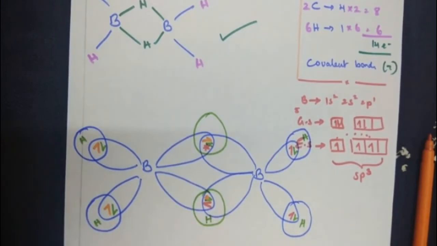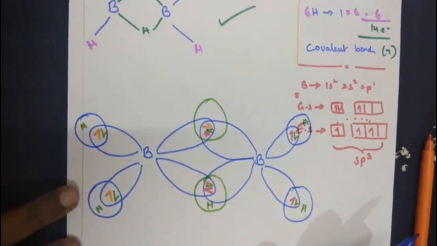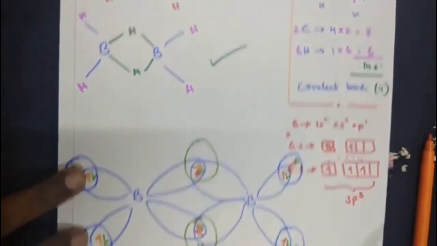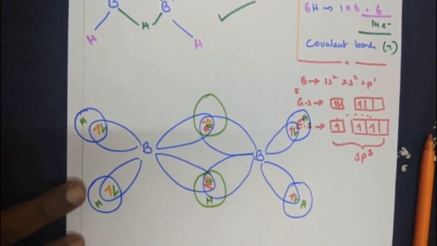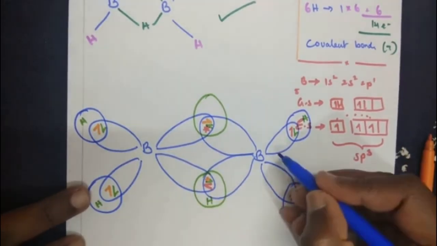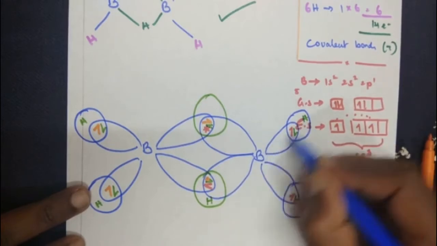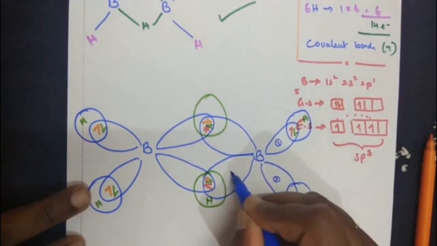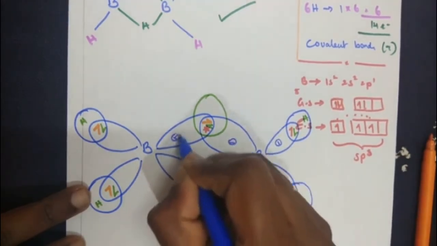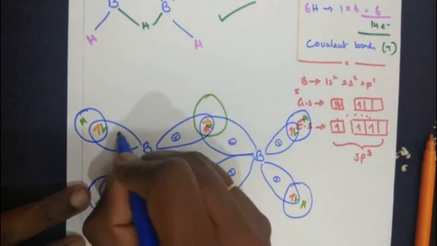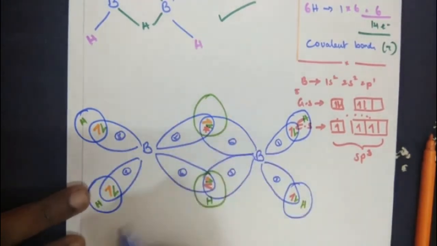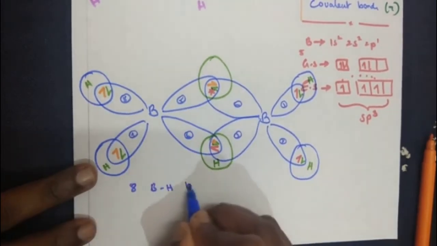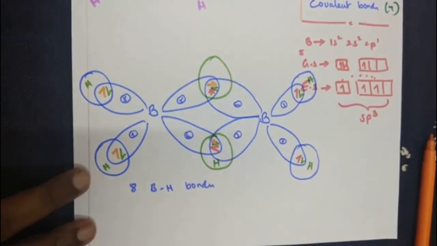Now one more point you need to understand. We need to write down how many bonds are here. Together 7 covalent bonds. We need to write in this structure of diborane how many bonds there are. If you look at the BH bonds, 1, 2, 3, 4, 5, 6, 7, 8. So together how many BH bonds do we have here? Let me write here: we have 8 BH bonds.